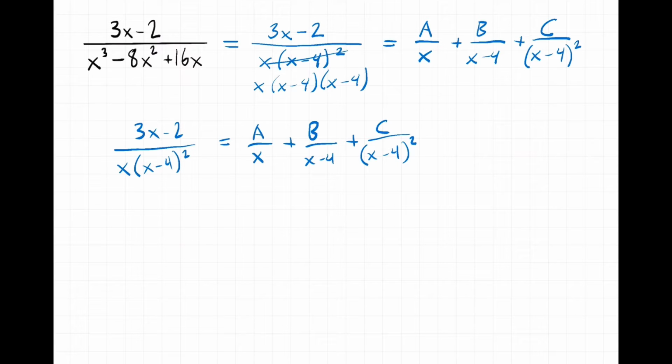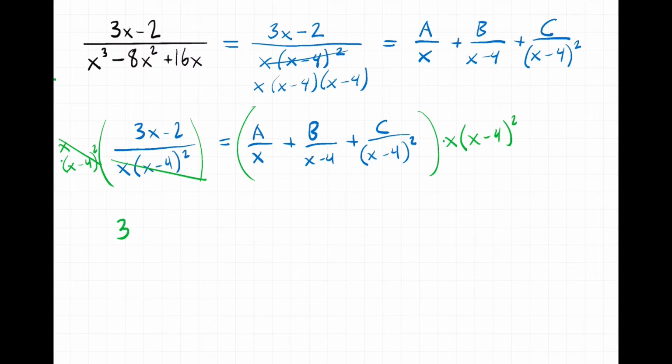So let's actually multiply both the left and right sides of the equation by x times (x minus 4) squared. Left and right, x times (x minus 4) squared. So on the left, this cancels with our denominator. We have 3x minus 2.